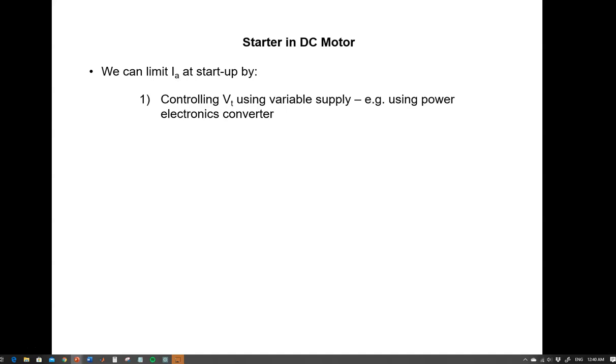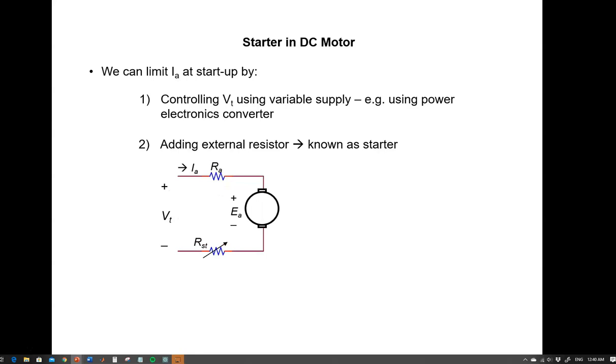What if we don't have that variable power supply? Because normally, a variable power supply is very expensive. An alternative way is to add an external resistor to the armature circuit, which is known as the starter. With the external resistor added to the circuit, the total armature resistance is going to be equal to RA plus RST. Therefore, at start-up, when EA is equal to 0, the current is going to be equal to VT over RA plus RST, which is not going to be as large as before because of the higher resistance due to the external resistor RST.